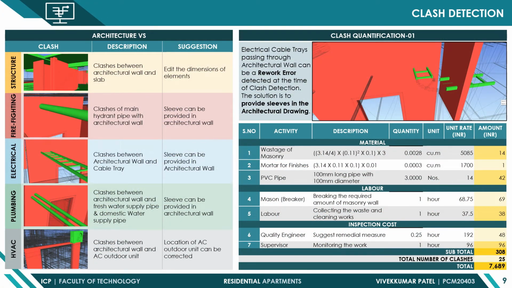Here the clashes of the architecture model are shown with the other models. Some clashes are because of modeling errors, like the clash of the architecture wall with the slab and outdoor AC units, whereas some are rework clashes, like the clash of the architecture wall with the pipes and electrical cable trays. For the rework clashes of the architecture wall with the cable trays, the clash quantification has been done, where core cutting is required to pass the cables through the wall, and the cost to resolve one clash comes to 308 rupees. A total of 25 similar clashes were observed, so the total cost to resolve this type of clash comes to 7689 rupees.